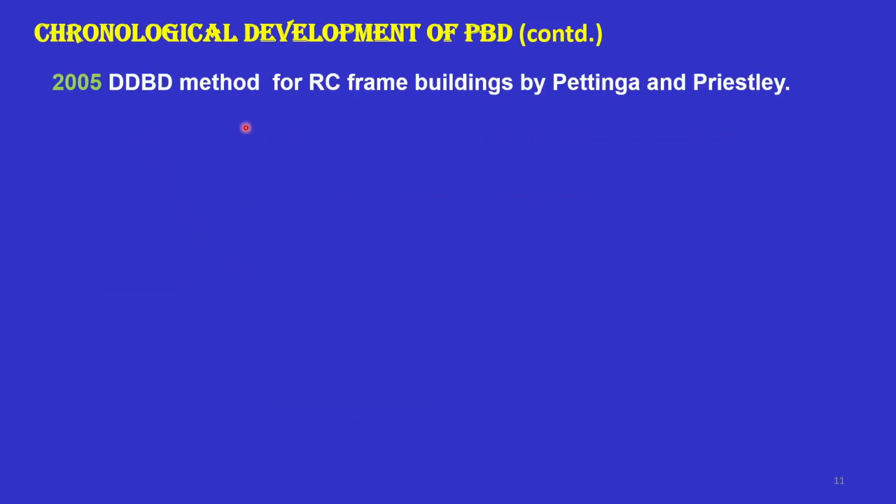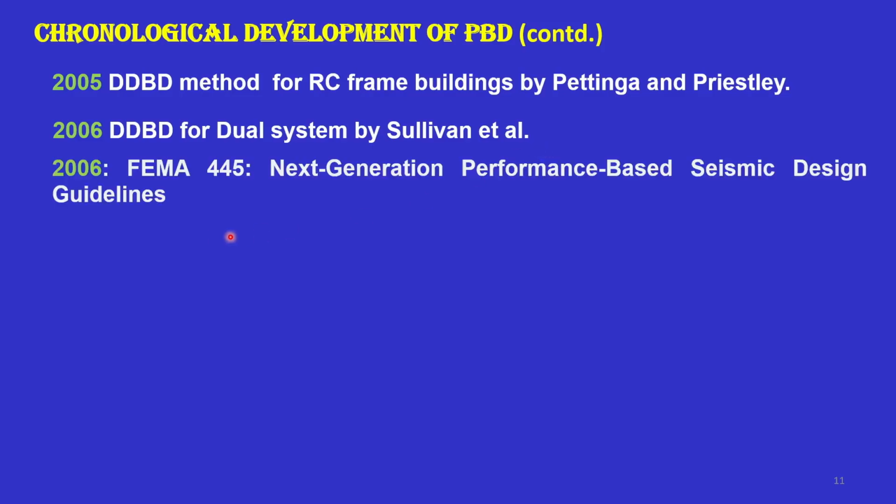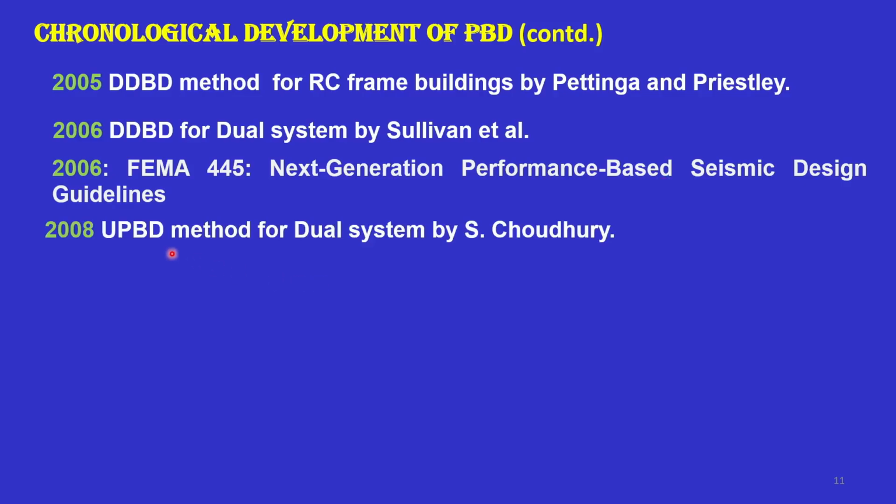2005, direct displacement based design for RC frame buildings or perimeter enclosed frame buildings was given by Pettinga and Priestley. 2006, two papers on direct displacement based design for dual system, that is frame shear wall system, were given by Sullivan et al. 2006, FEMA 445 next generation performance based seismic design was introduced. 2008, unified performance based design method for dual system was given by Choudhury. So these two methods we shall be emphasizing in this video as well as in the coming videos, the DDBD method and the UPBD method.